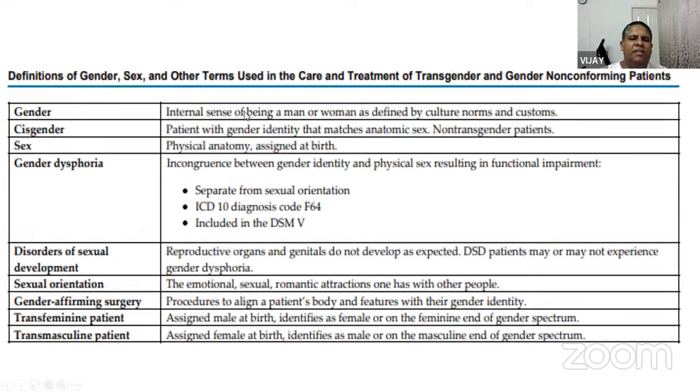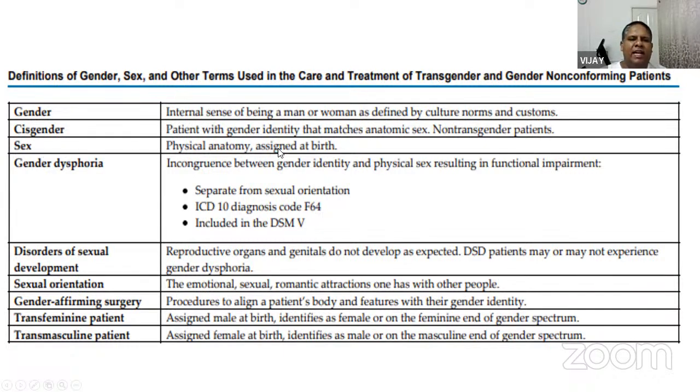Let us first of all elaborate or see the various terminologies. Gender means the internal sense of a man or a woman defined by the cultural norms. Cisgender means the patient's gender identity matches with the anatomical sex. If the gender identity matches with the anatomical sex, it is called a cisgender. If it doesn't match, it is called a transgender.